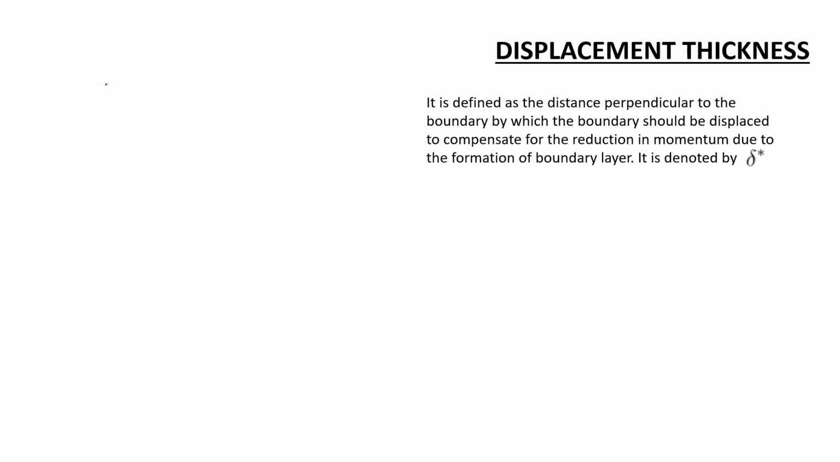What is displacement thickness? It is defined as the distance perpendicular to the boundary by which the boundary should be displaced to compensate for the reduction in momentum due to the formation of boundary layer. So it is denoted by delta star. So let us see what is displacement thickness in detail.